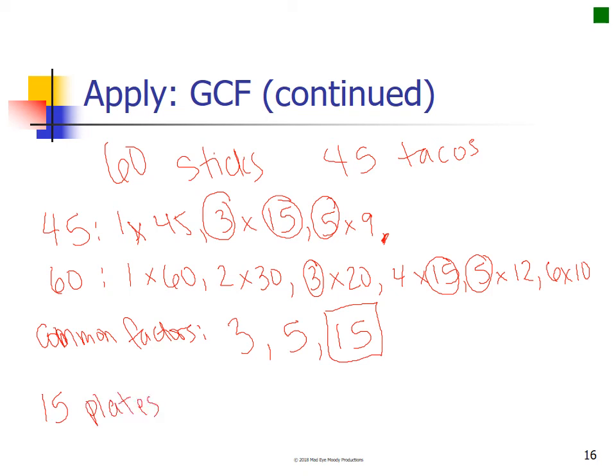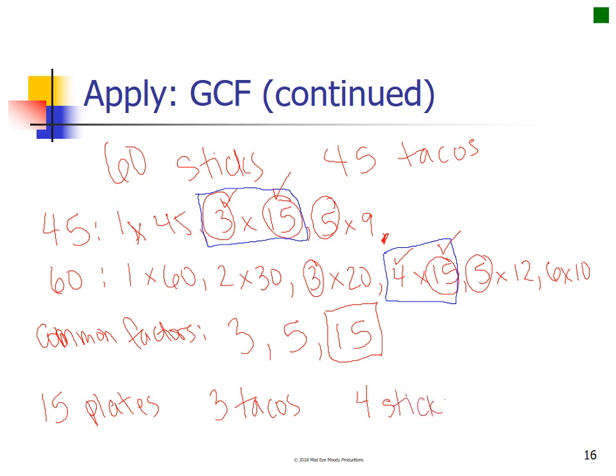plates. The second part of the question asks how many of each food item will be on the plates. So if he uses 15 plates, we're then looking for the other factor that goes with 15. So for the tacos, there's 45 tacos. If he uses 15 plates, that means there will be 3 tacos on each plate. And the 60 is the celery stick. So if he uses 15 plates, there will be 4 sticks of celery on each plate.